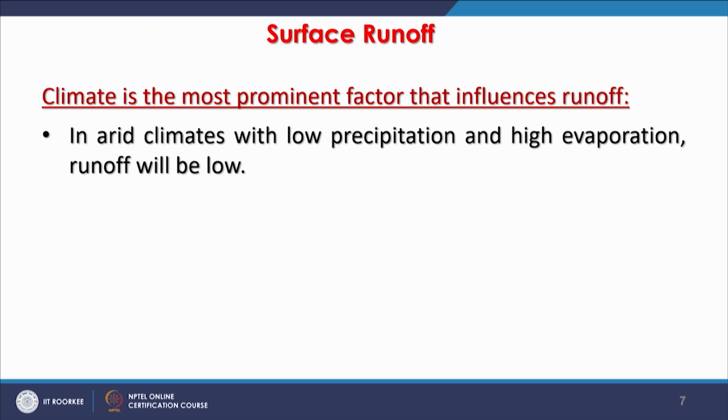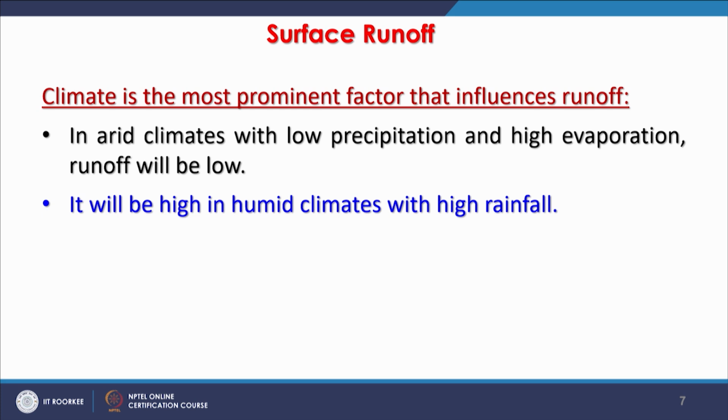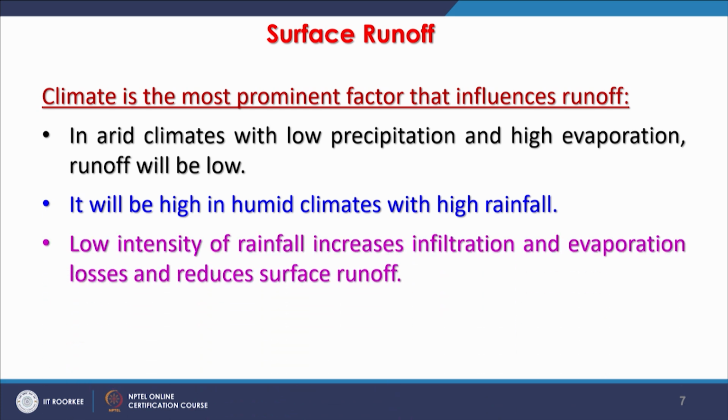In arid climate, the example I gave about Jaisalmer, with low precipitation and high evaporation, runoff will be low, but also because of high infiltration and high permeability, because you have loose sand, there will be less surface runoff, or basically no surface runoff, no development of any surface drainage. It will be high in humid climates with high rainfall. Why high? Because the soil moisture is high, and therefore it will increase the surface runoff with high rainfall.